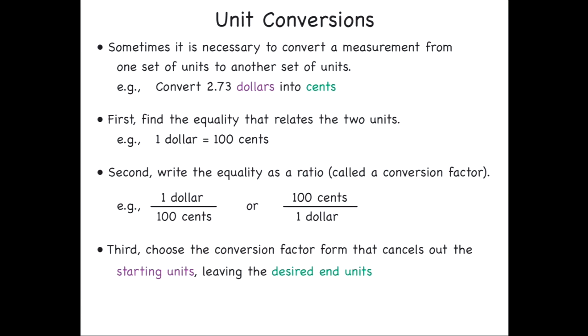Right? So we want something that has a number of cents on top. Anything over 1 is still itself. So we want cents on top. We started off with something that's in dollars. And we know if we multiply something on top and bottom, they can cancel out. So $2.73 times 100 cents over dollar, the dollars will cancel because you're dividing dollars by dollars, and you're left with cents. If I had asked you to convert from cents to dollars, you would have used the other ratio. Okay?